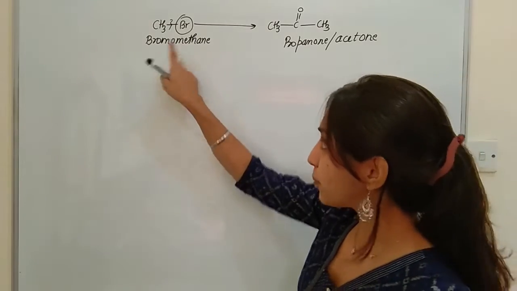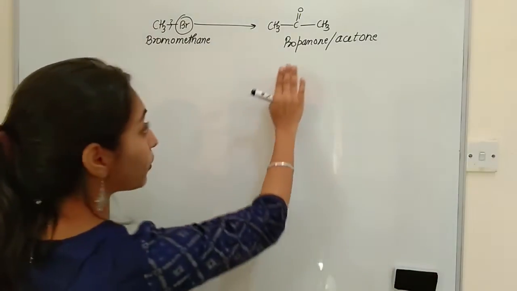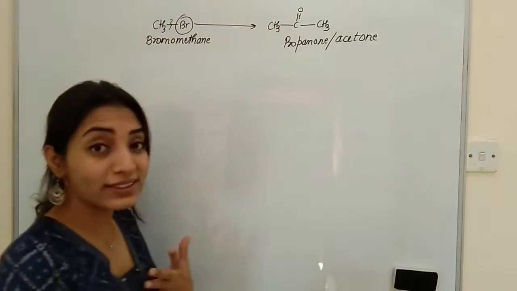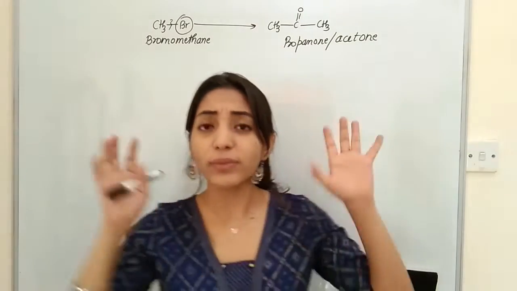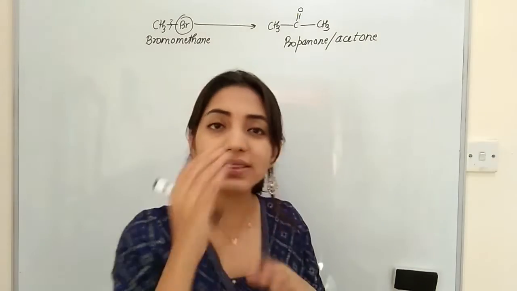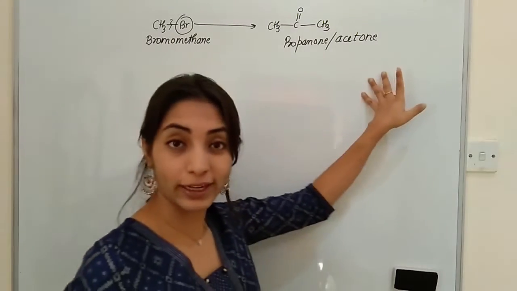So we have bromomethane, which has 1 carbon atom, and we have to convert it to propanone or acetone, which has 3 carbon atoms. So can I just judge from the question that there is an increment in the number of carbon atoms? We have to go from 1 to 3 carbon atoms.